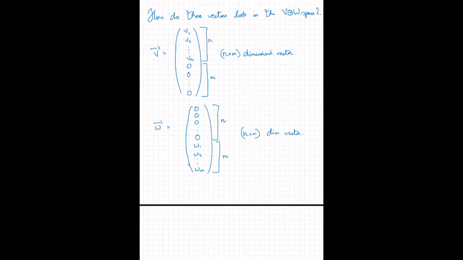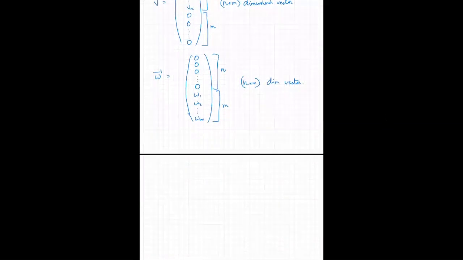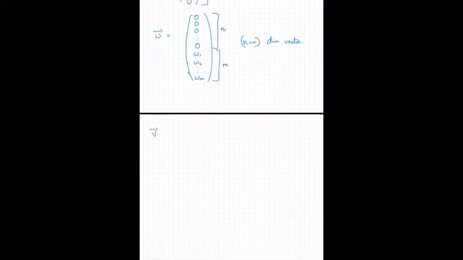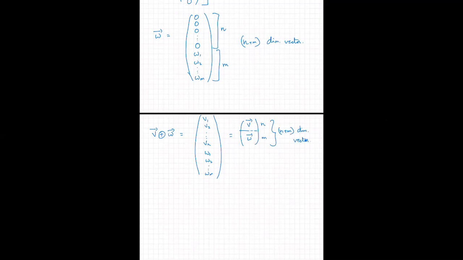Suppose I add these two, I can also define what is called a direct sum of two non-zero vectors. The direct sum of two non-zero vectors, v plus w, is now given by v1, v2 up to vn, w1, w2 up to wm. You can understand this as the vectors being stacked on top of each other, basically. So there are n of these and m of these. So this is again an n plus m dimensional vector. Simple enough. Any questions or any comments about this?